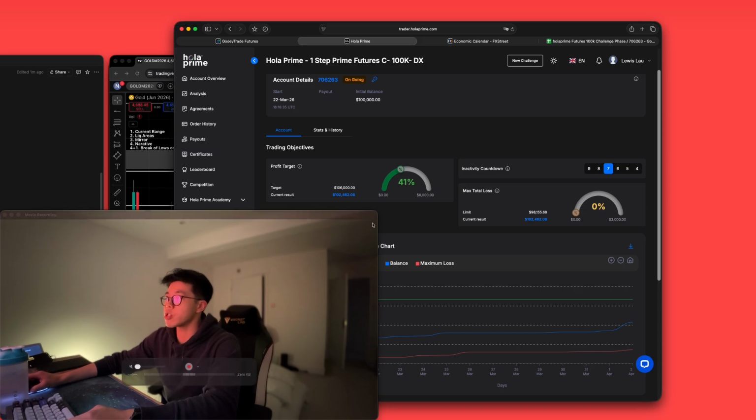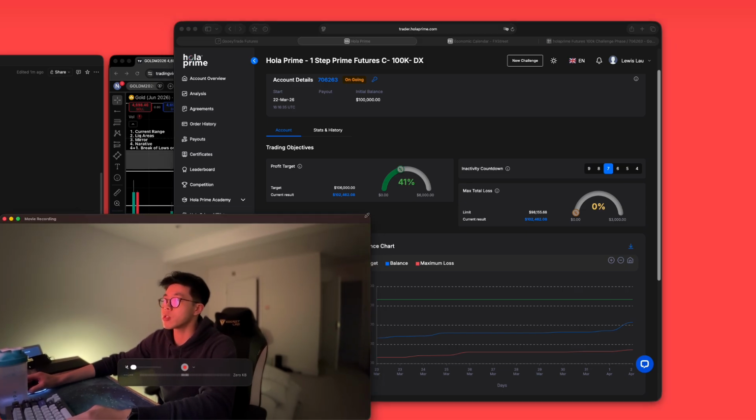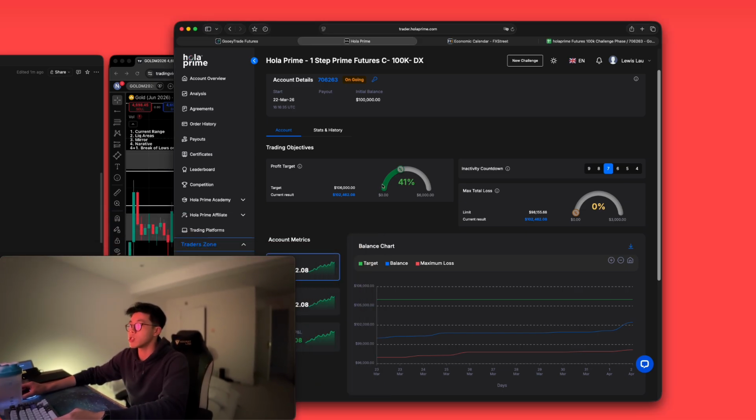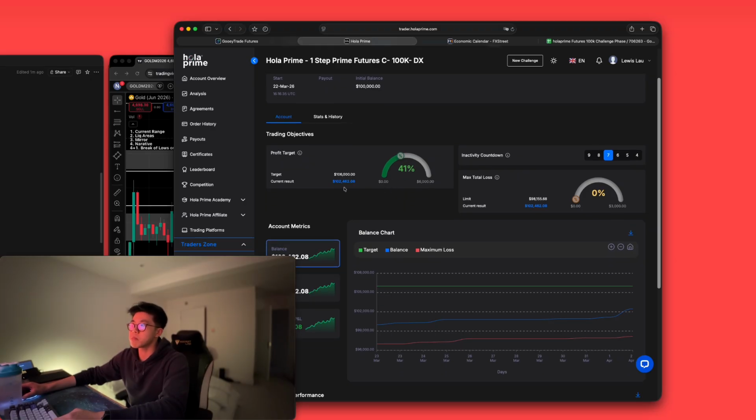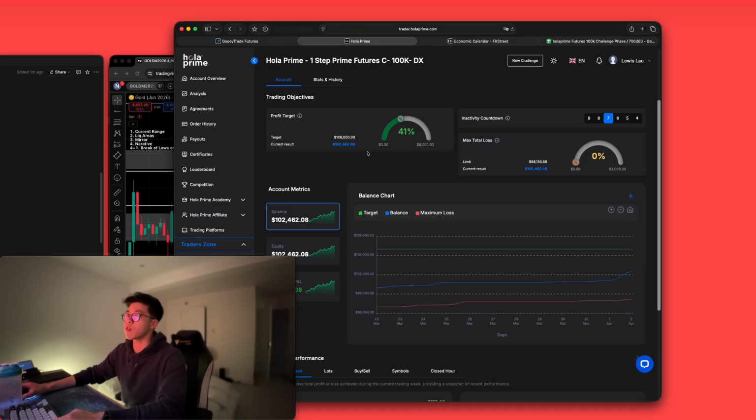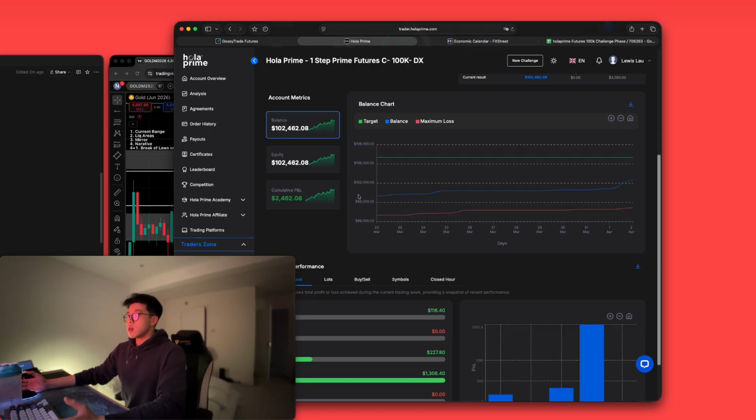If we review the progression on my current evaluation account, we're sitting at a 41% progression bar. We've hit, I think, almost about 2.5% out of the 6% profit target that we need. It's the first funded challenge that I've actually properly attempted, where I'm not babying an account. I've actually followed the systems.